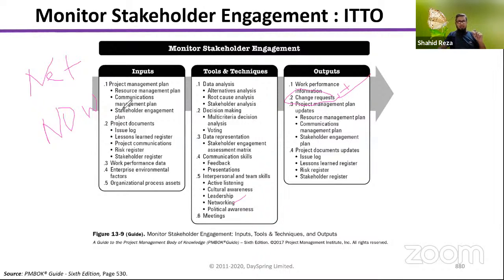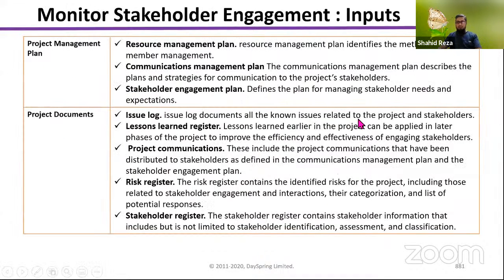Is anything we need to update in the communication management plan, because main tool of stakeholder engagement is communication. So if there is any gap in your communication management plan, that you actually need to update if you see the engagement level is not up to the mark. So then you have to actually update the communication management plan. So these change requests actually related to those things. All right, so let me move on.